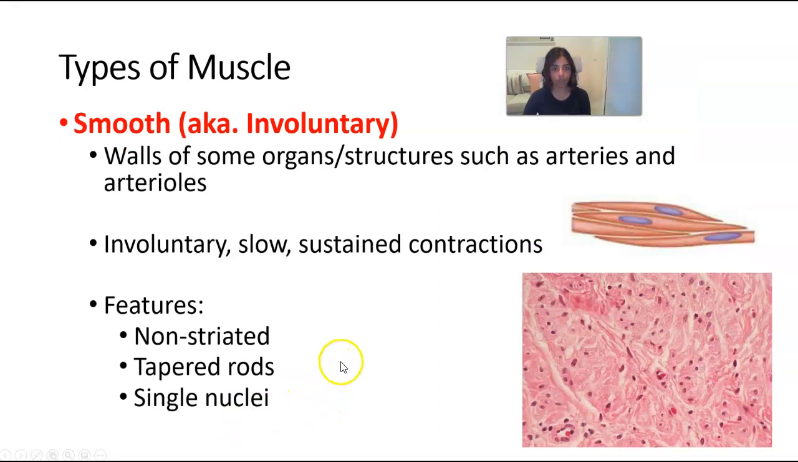Finally, the smooth muscle, which we know is also involuntary. It is found in the walls of some organs and structures such as the arteries and arterioles. It's an involuntary type of muscle that allows for slow and sustained contraction. It's not striated, it's made up of tapered rods, and it also has a single nucleus per cell.